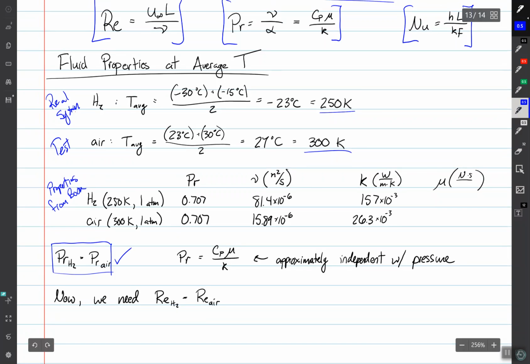Now remember, we had to make the Prandtl numbers the same and the Reynolds numbers the same, and that would make our Nusselt numbers the same. So now we need to find conditions where the two Reynolds numbers are the same.